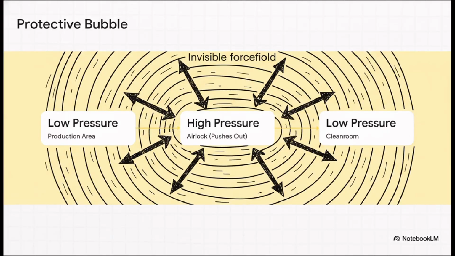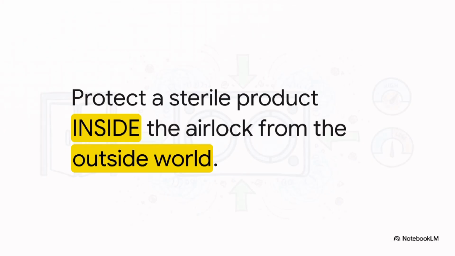See how the arrows are pointing outwards in both directions? The high-pressure air inside that airlock is constantly pushing out towards both the production area and the clean room. It's like an invisible force field that just radiates from the center. So the mission here is completely different, right? The bubble airlock is designed to protect something sterile while it's temporarily inside. Just imagine this is the system you'd use when you're transferring a fresh batch of life-saving vaccines. You're making sure nothing from either room can get in and contaminate it.